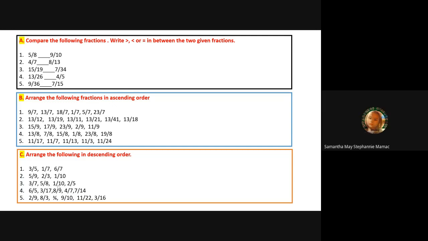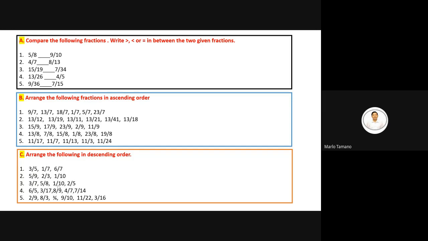Change all fractions into similar fractions using the LCD. Okay, so change all the fractions into similar fractions using the LCD. And of course, the last one.